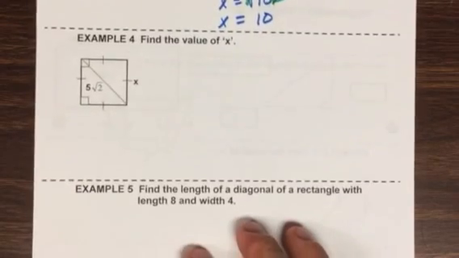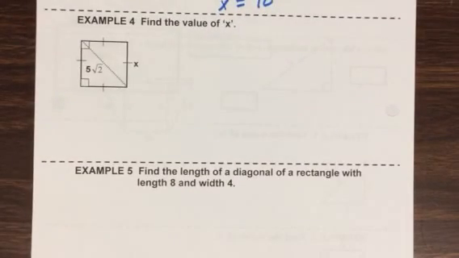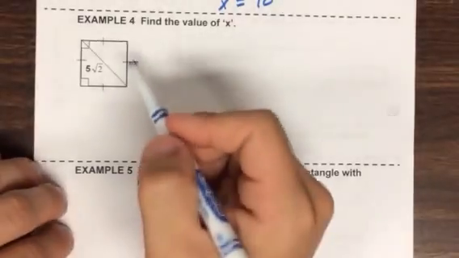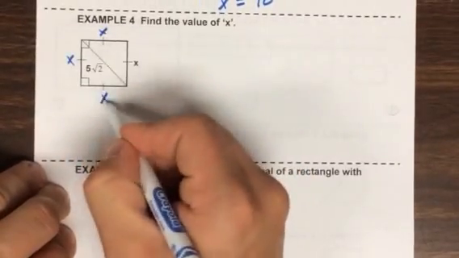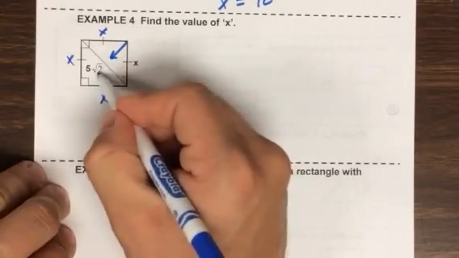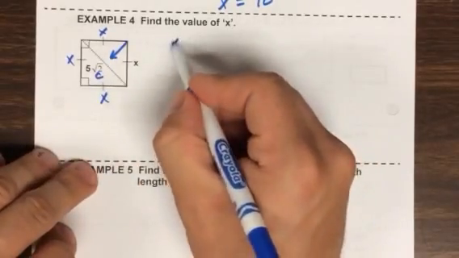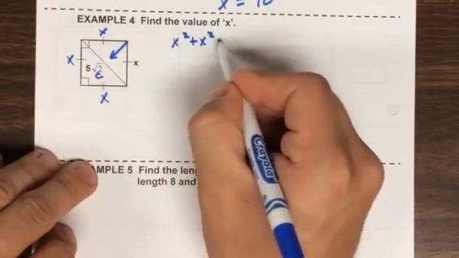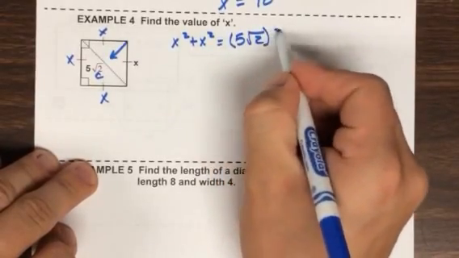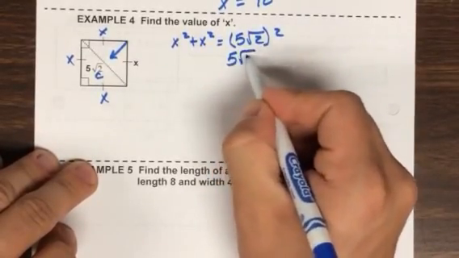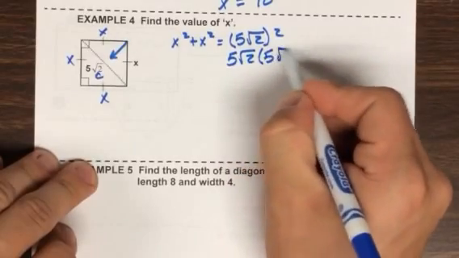Look at example number 4. Find the value of x. Notice the first thing I see is a bunch of congruence marks, which makes all 4 sides x. And this piece right here is going to be c. So I'm going to say x squared plus x squared equals 5 radical 2 squared, which is the same as saying 5 radical 2 times 5 radical 2.